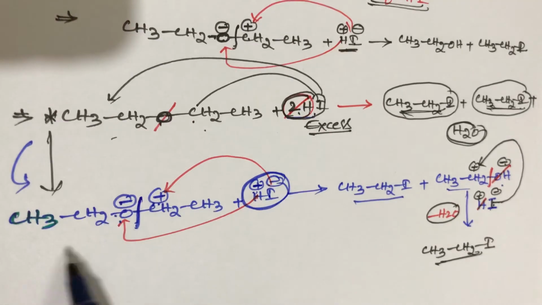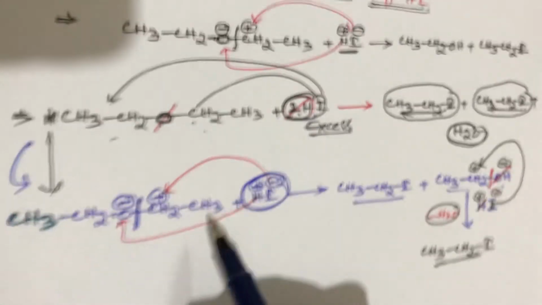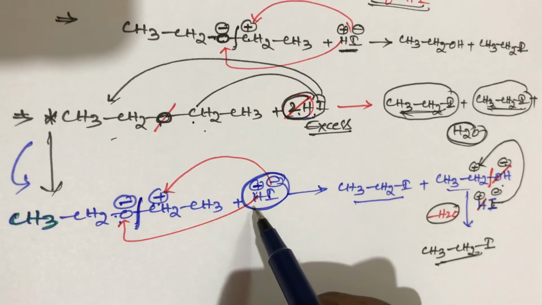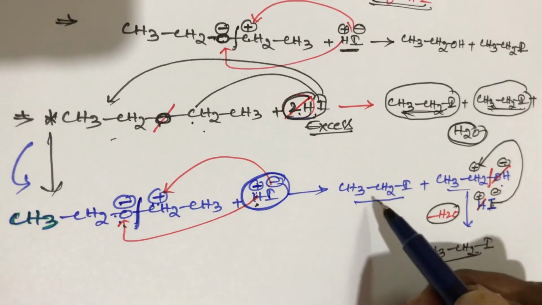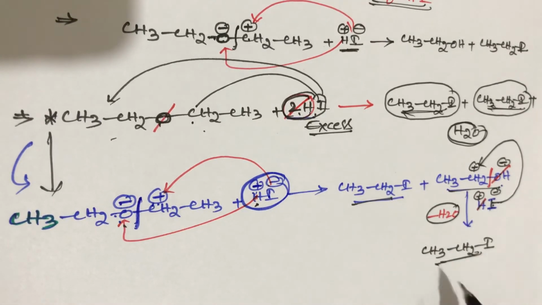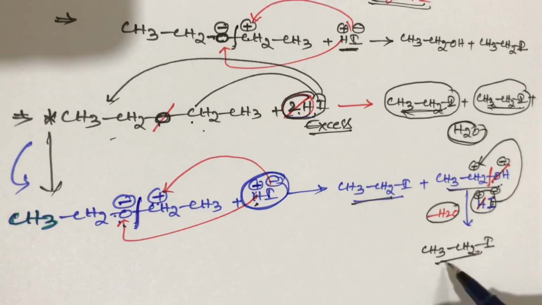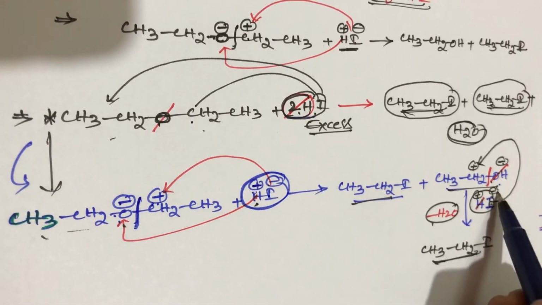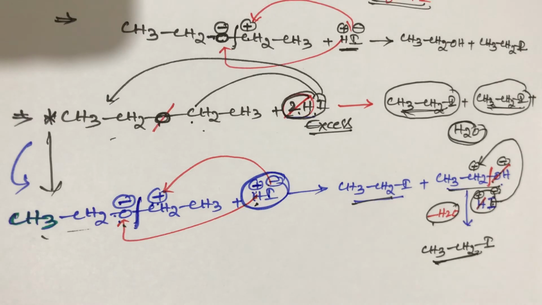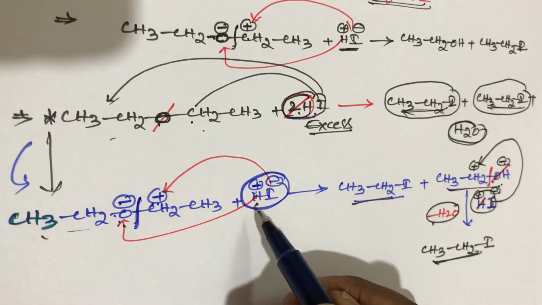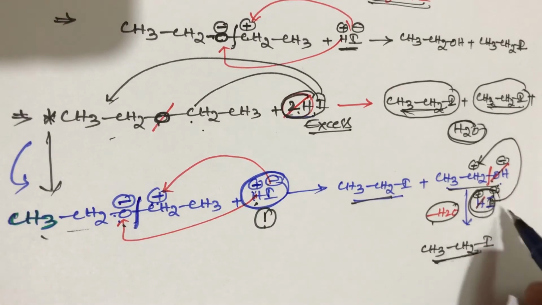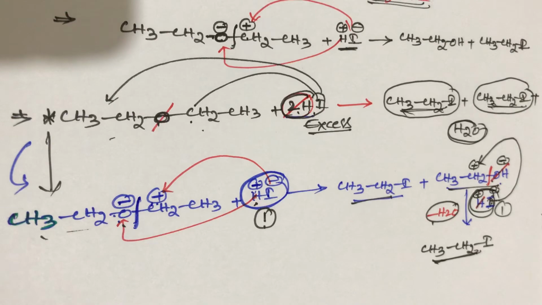Now, I will explain this mechanism step by step. In this diethyl ether, in the first step I take 1 mole of hydroiodic acid. What happens? One is ethyl iodide, one is ethyl alcohol. Again, ethyl alcohol reacts with 1 mole of HI, and we get ethyl iodide and water. In this overall reaction, how many moles of hydroiodic acid are involved? 2 moles of hydroiodic acid: 1 mole here and 1 mole here, total 2 moles of hydroiodic acid involved.